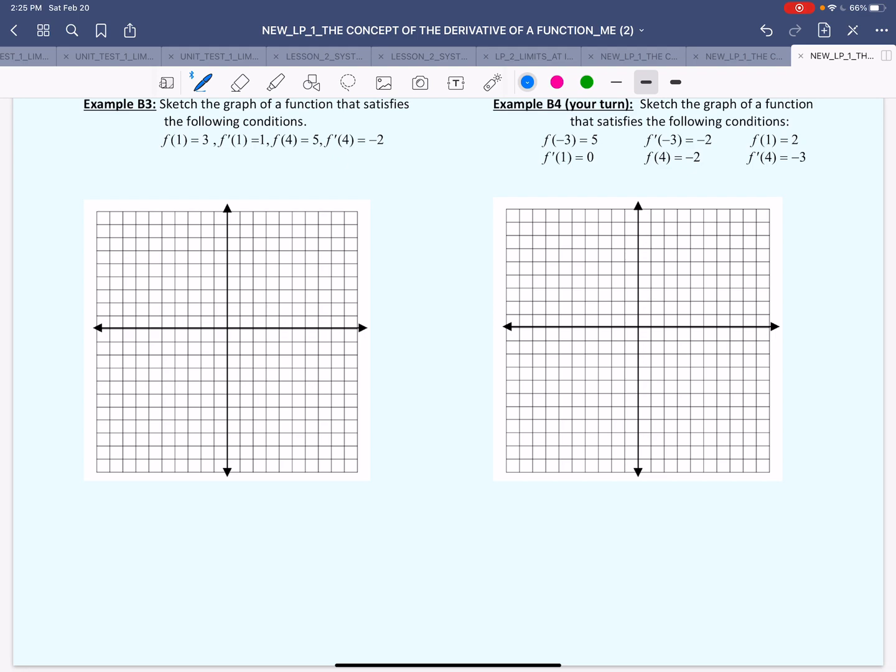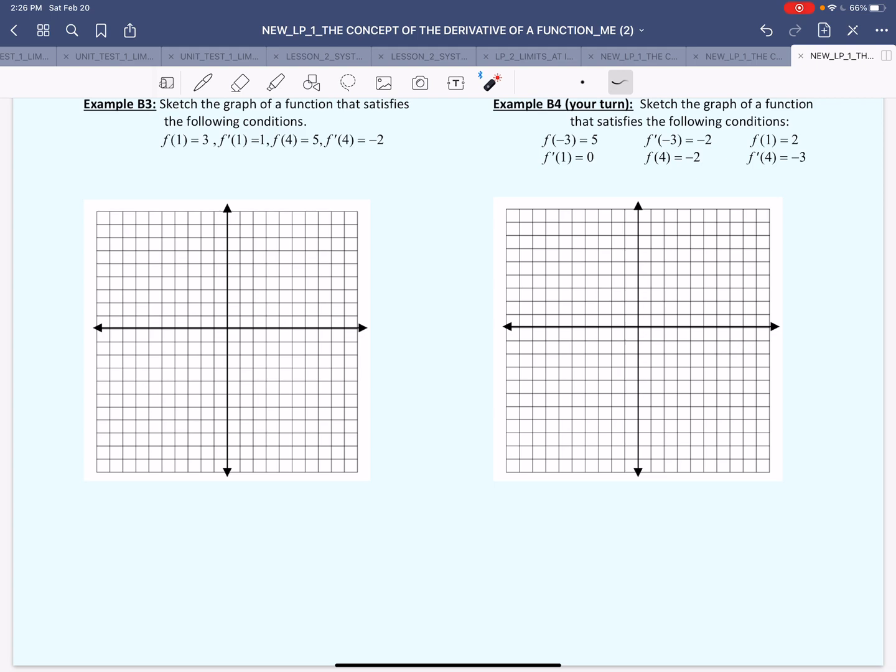So we're now moving on to a different type of exercise where we're given some information about some of the points on the graph of a function and the values of the derivatives at those points, and we will have to shape the graph of the derivative. So let's get started with the example B3. We have to sketch the graph of a function that satisfies the following conditions.